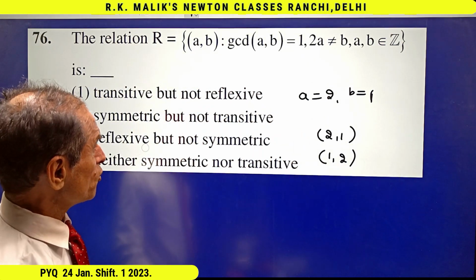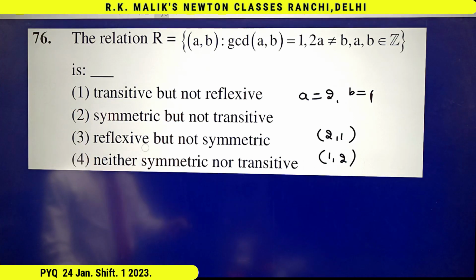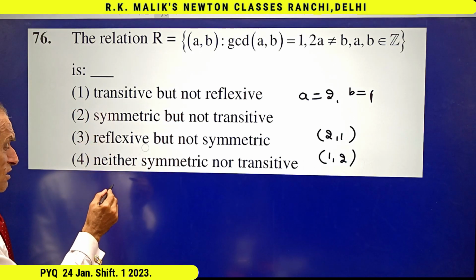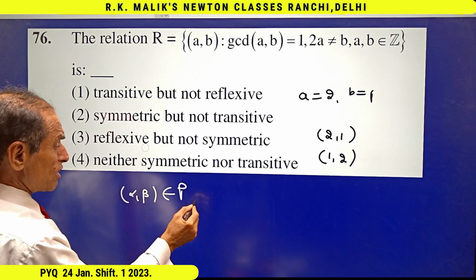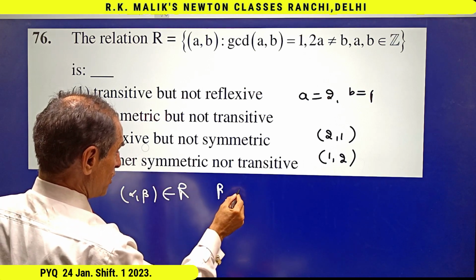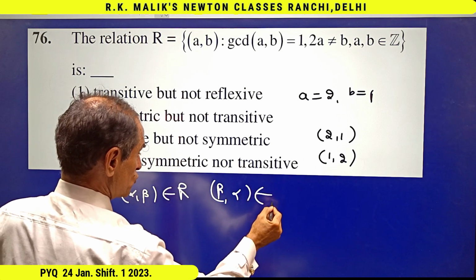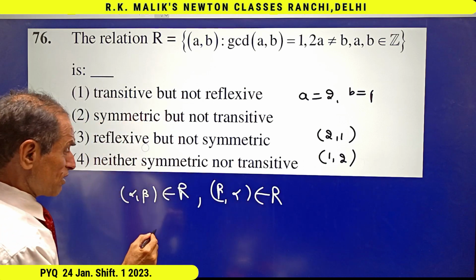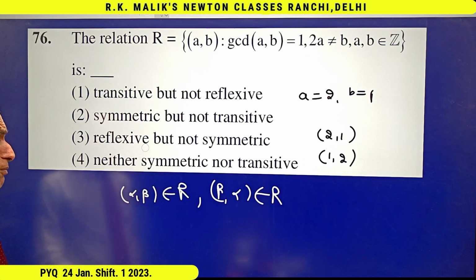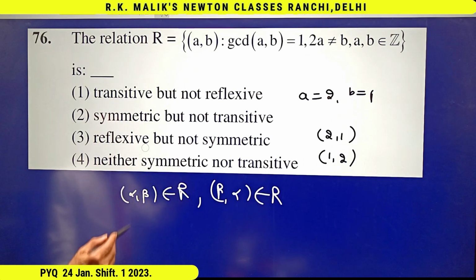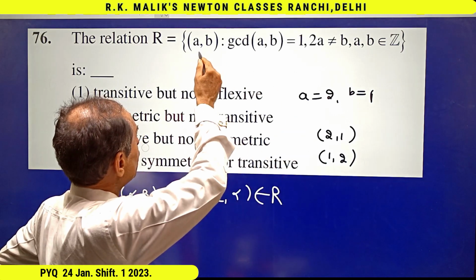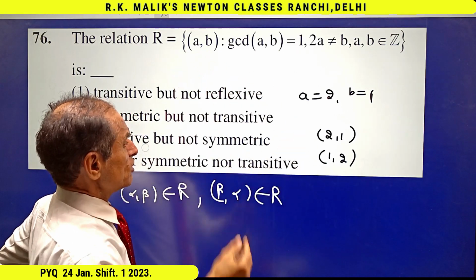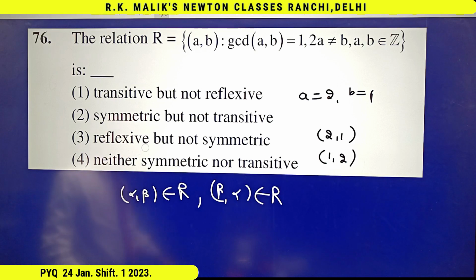Hence, R is not symmetric, because the condition for a relation to be symmetric is that whenever (alpha, beta) belongs to R, then (beta, alpha) should also belong to R for every ordered pair. But there is an ordered pair (2,1) belonging to R, while (1,2) is not belonging to R. Hence, R is not symmetric.